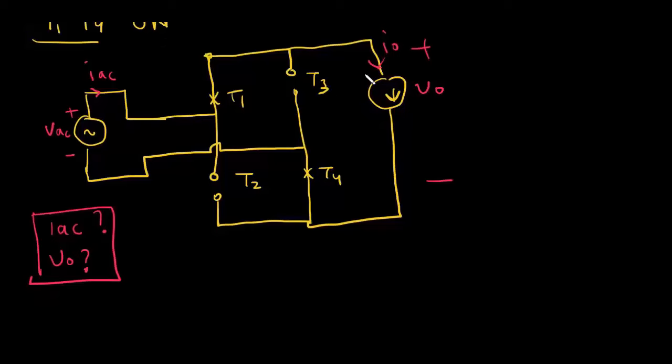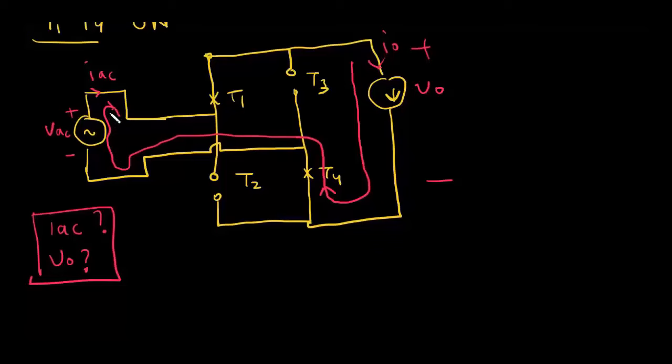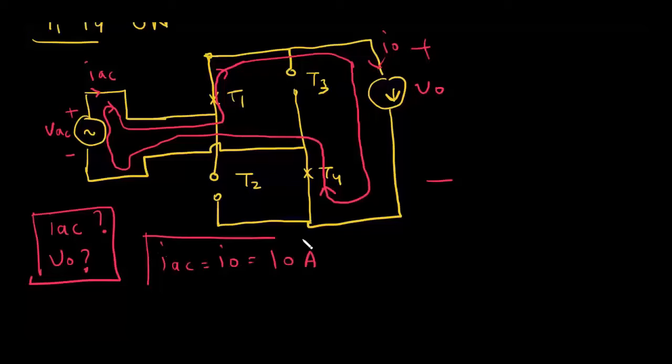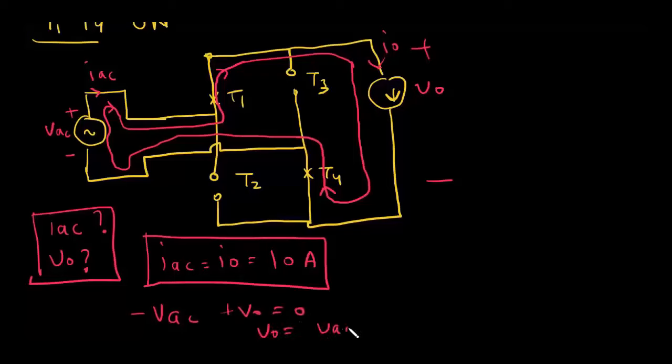So please notice that the current flow path is something like this. It will go through T4, through the AC mains, and through T1. So you note that IAC is equal to I naught, which is 10 ampere. And if you apply KVL in this loop, we have minus VAC plus V naught is equal to 0. So V naught is equal to VAC.